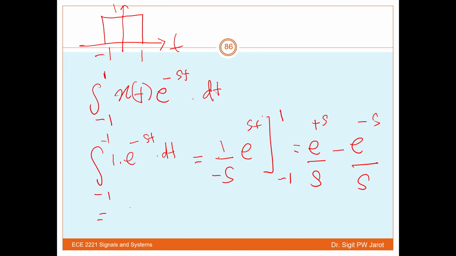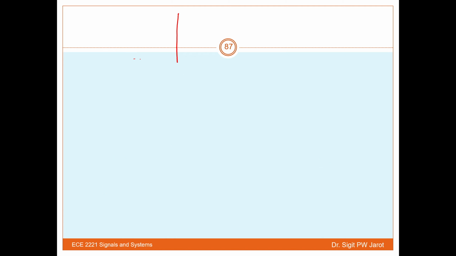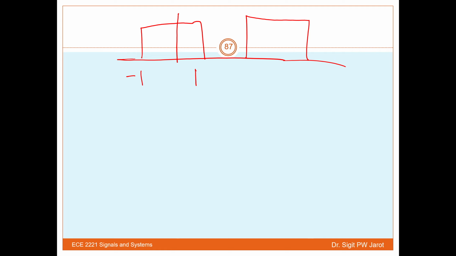So this is defined as 1 over s, (e to the s minus e to the minus s). All right, so this is the Laplace transform of this signal. But what if the signal repeats periodically, from minus 1 to 1 and then 2 to 4? The period of this one is here, T equivalent to 3.